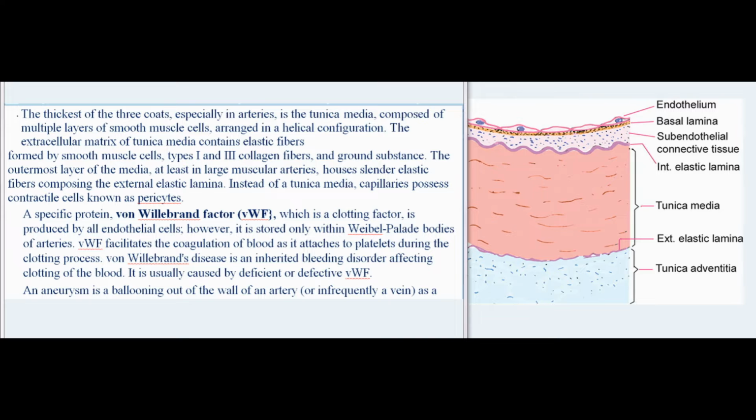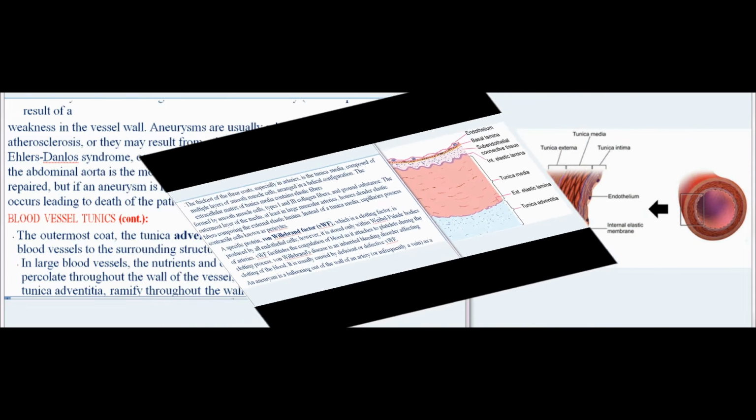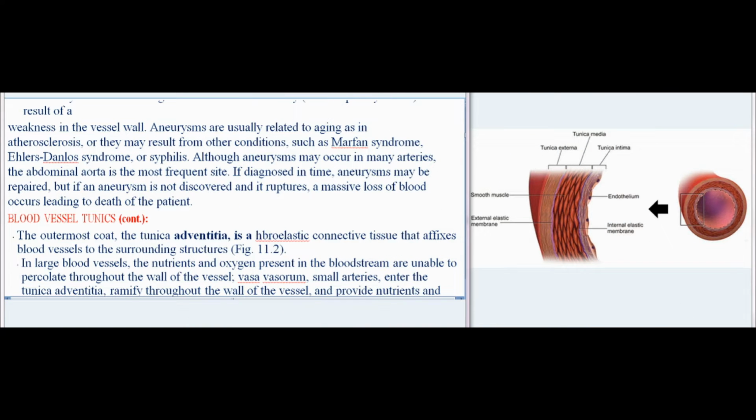An aneurysm is a ballooning out of the wall of an artery, or infrequently a vein, as a result of a weakness in the vessel wall. Aneurysms are usually related to aging as in atherosclerosis, or they may result from other conditions, such as Marfan syndrome, Ehlers-Danlos syndrome, or syphilis. Although aneurysms may occur in many arteries, the abdominal aorta is the most frequent site. If diagnosed in time, aneurysms may be repaired, but if an aneurysm is not discovered and it ruptures, a massive loss of blood occurs leading to death of the patient.